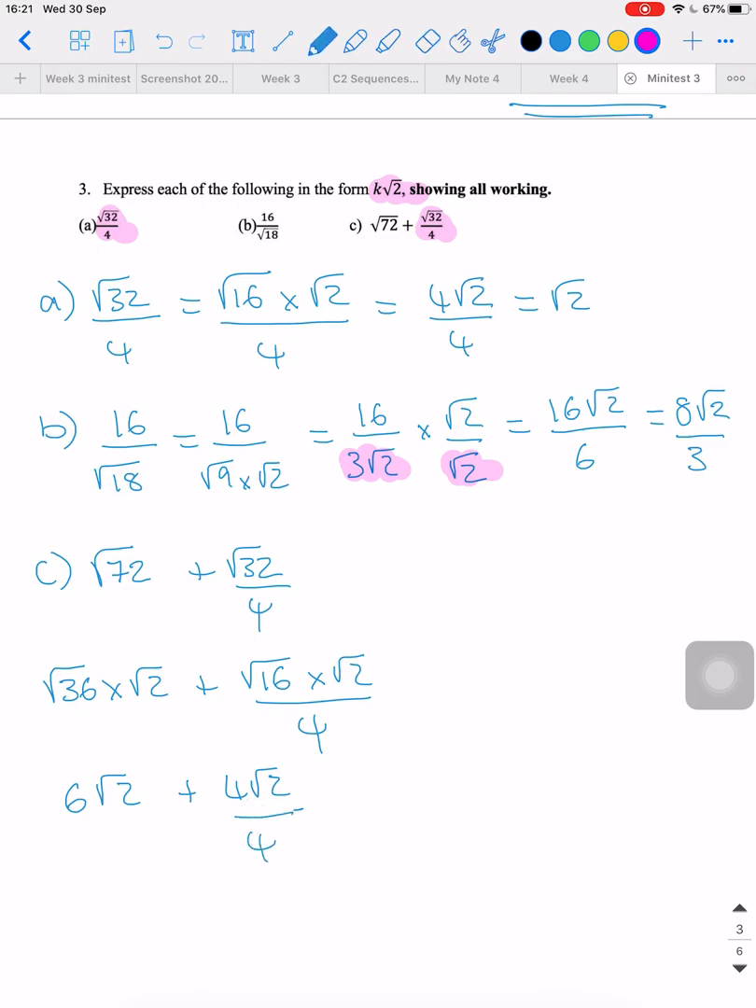Okay, so that's 6 root 2. So I should really show that this all carries on. Right, so that's 6 root 2. The 4 root 2 over 4 is just root 2. So that all simplifies down to 7 root 2. Okay, so I think that's it. That's that one done.